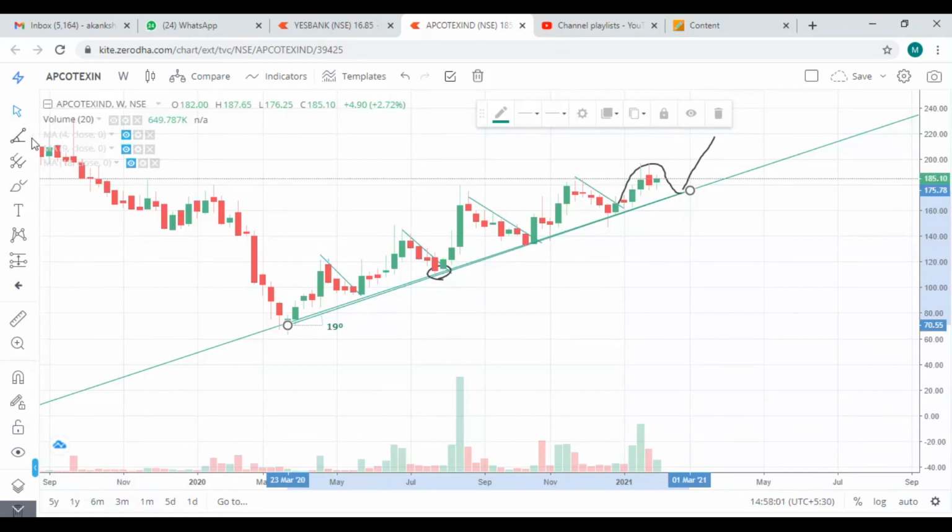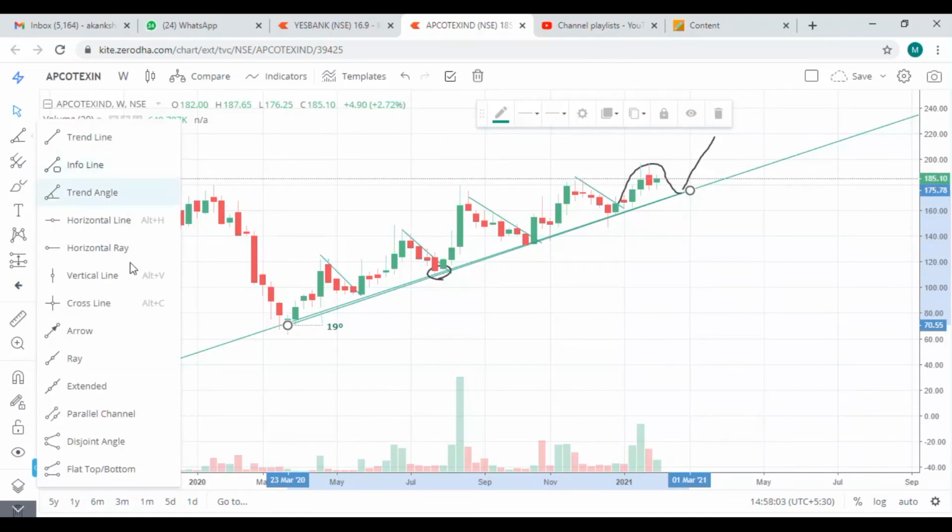In the next video, I will explain a bit about extended, parallel channel, disjoint and flat top or bottom. So these again are some tools available with us, and we can take the help of these tools as well to take a trade in the market.